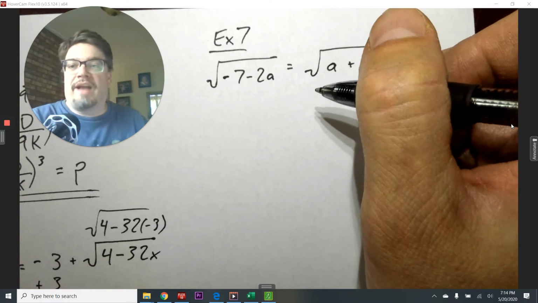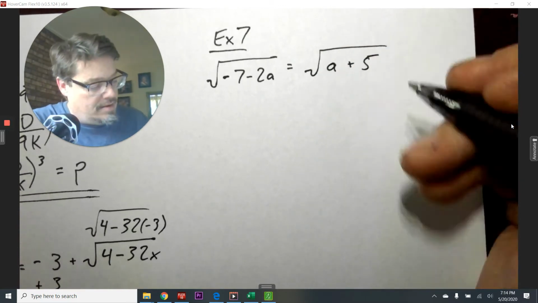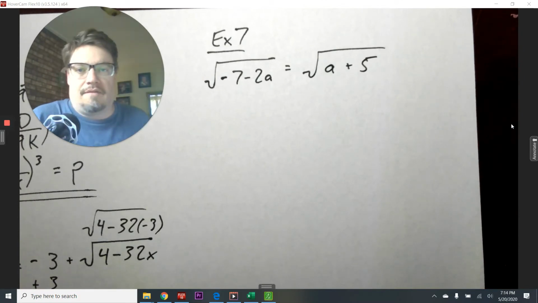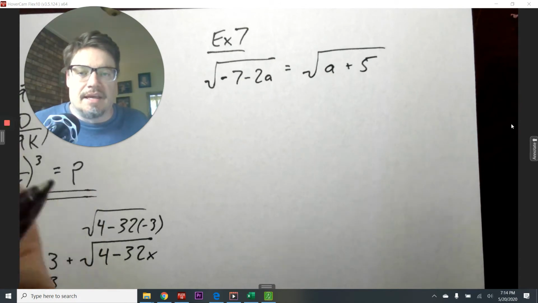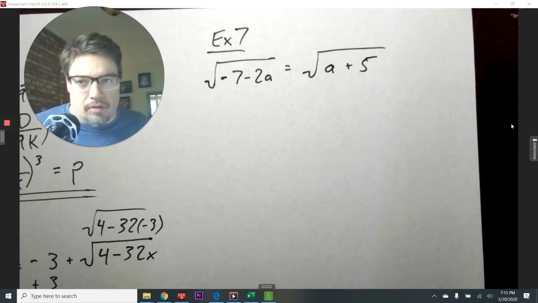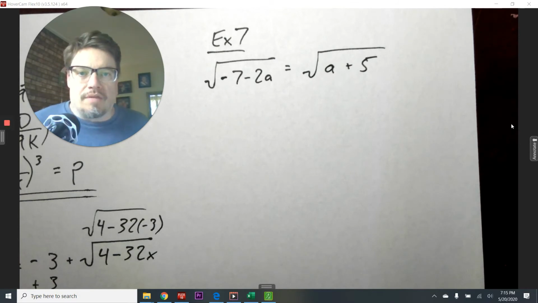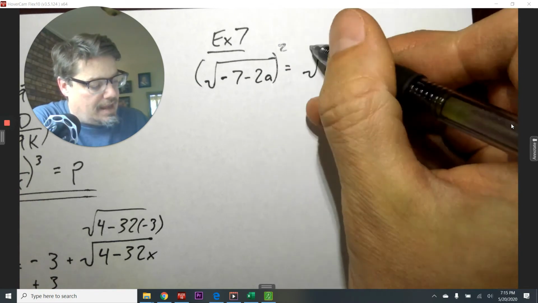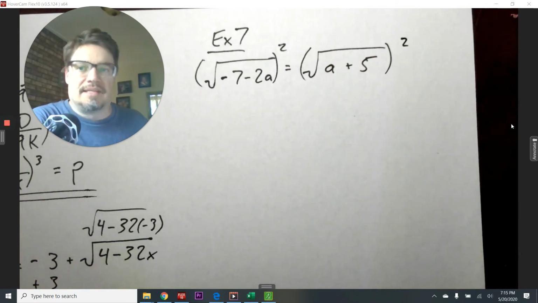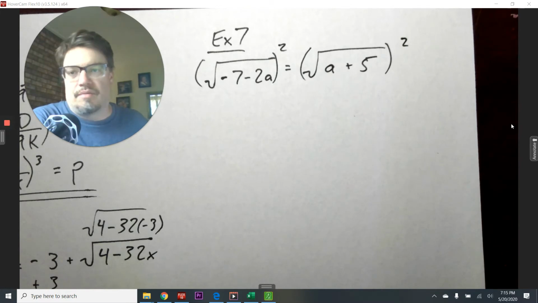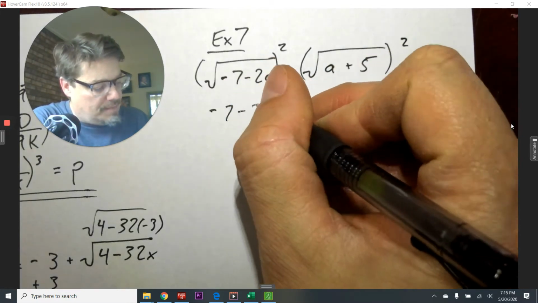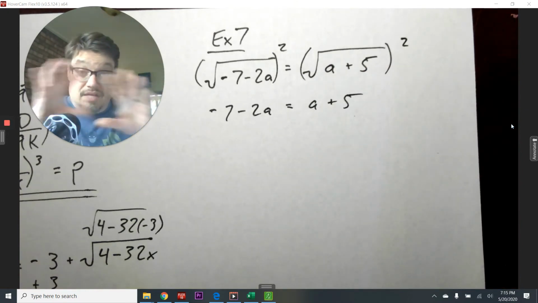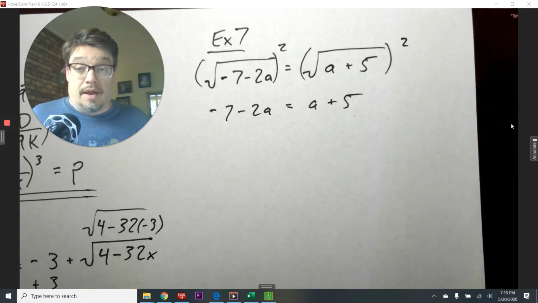And they want to know what's going on. All right, now when this happens, this is a really nice unique situation because you have radicals that are isolated on both sides. This basically nulls it out. You can ignore the fact that they are radicals, because if I square this side, I have to square this side, and then what I'm left with is nothing other than the radicands that are in them. So I got -7 minus 2a equals a plus 5. So if you see radicals on both sides and there's nothing else happening, then it's great.